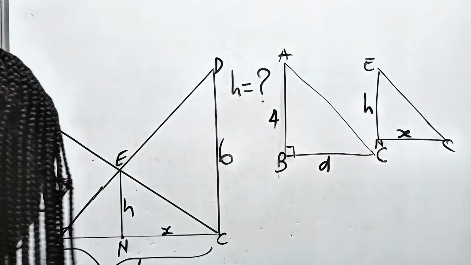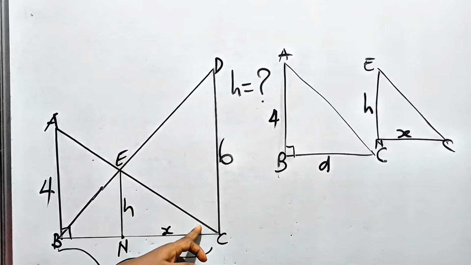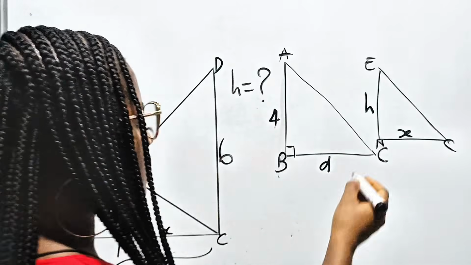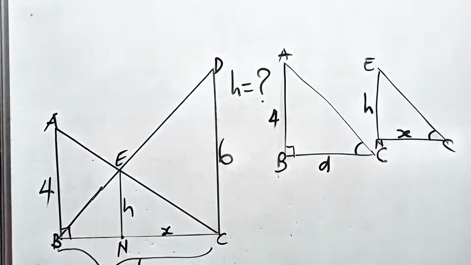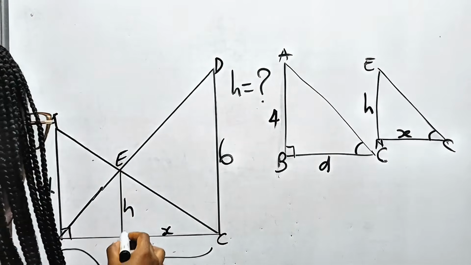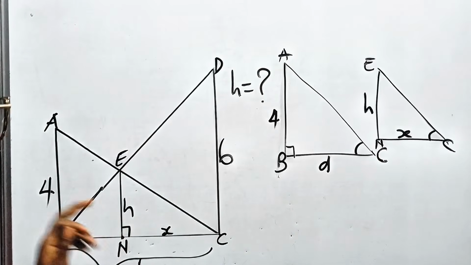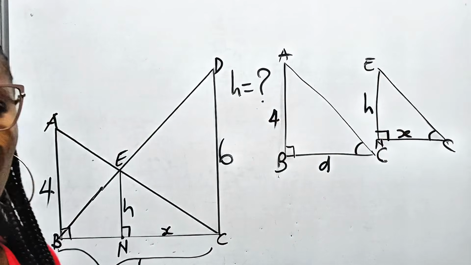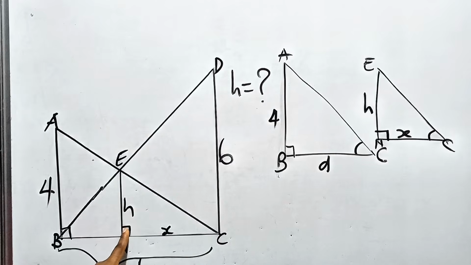Now I want us to notice something. Angle C is common to both of them. Both of them have angle C in common, right? So this angle and this angle are equal. And this place is a right angle as well. I forgot to point that out. So this place is a right angle and this place is also a right angle.